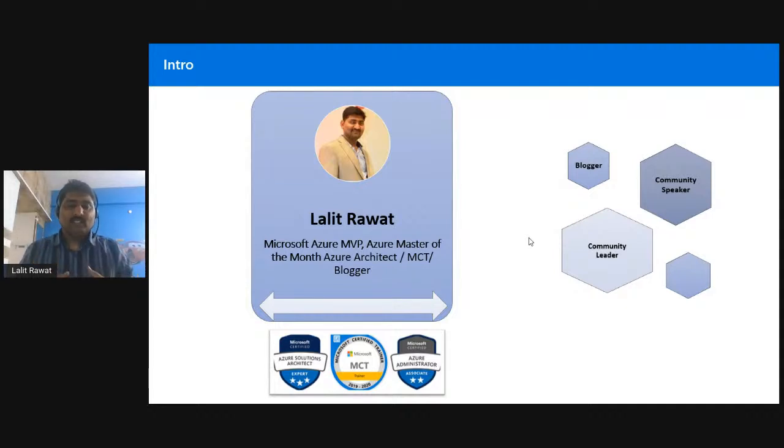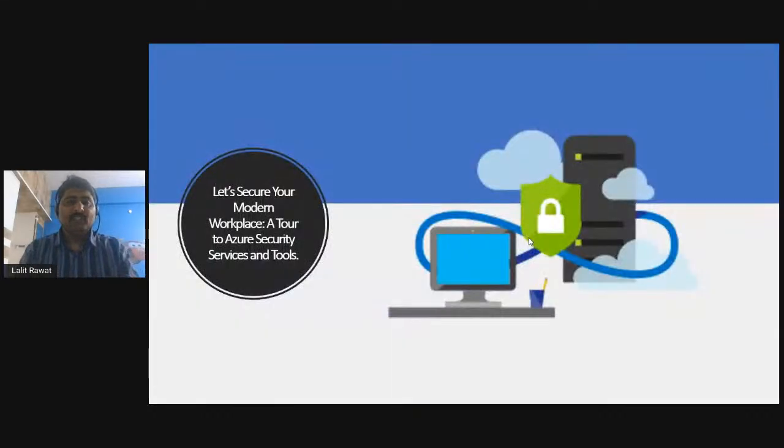In today's session, we are going to learn what Azure security is, what services are there, and how we can create a zero trust model with Microsoft Azure services. Let me come to my next slide. I will show how to make your modern workplace secure with Azure security services and tools. I will segregate those tools into multiple steps and explain why those tools and services are required.